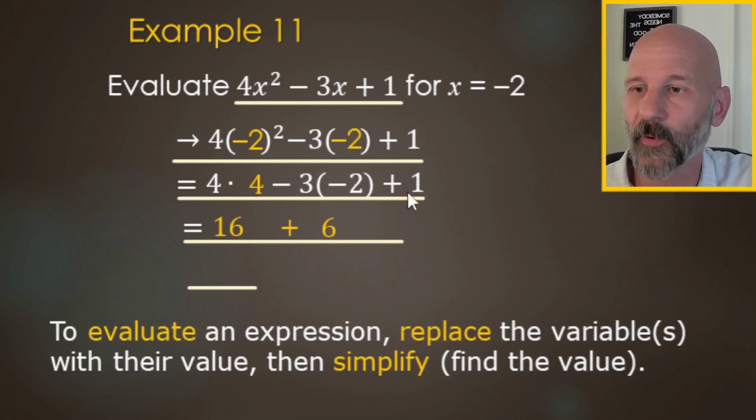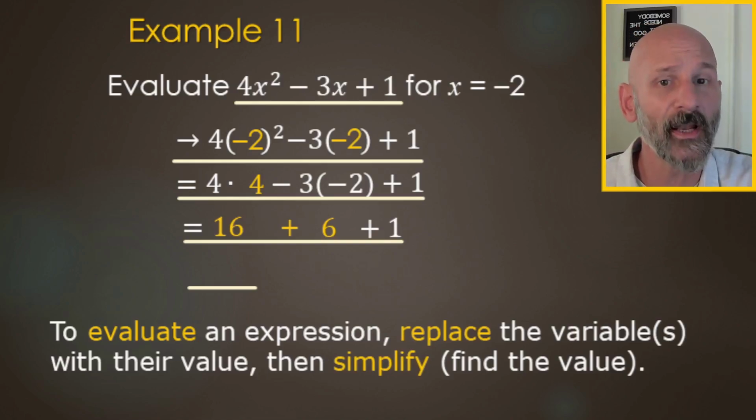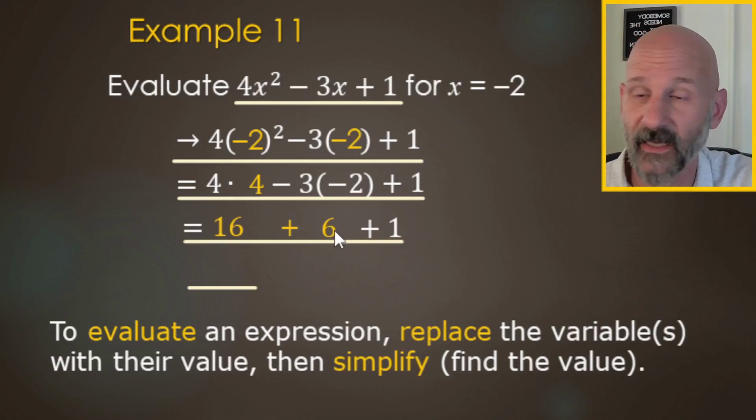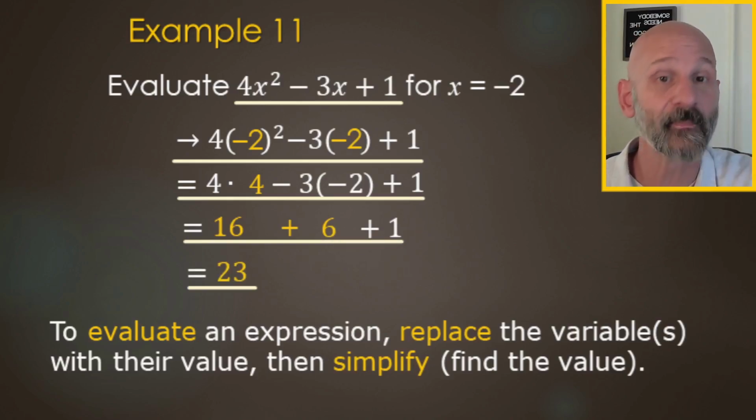Okay, and then we have the plus 1 here. All right, so we've done all the multiply divide. There's only multiply. Now we do addition subtraction. There's only addition. We're going left to right. So 16 plus 6, that makes 22. 22 plus 1 is going to make 23, and we're done.